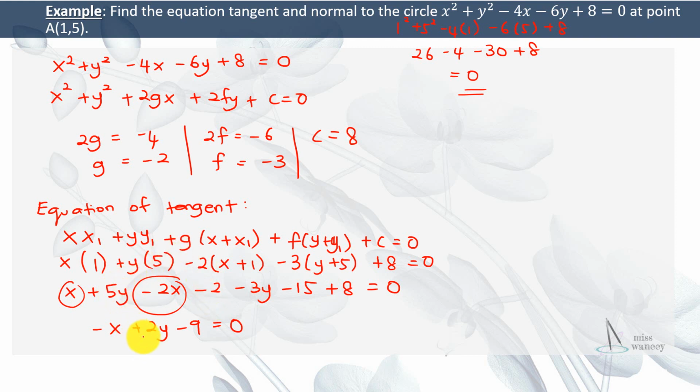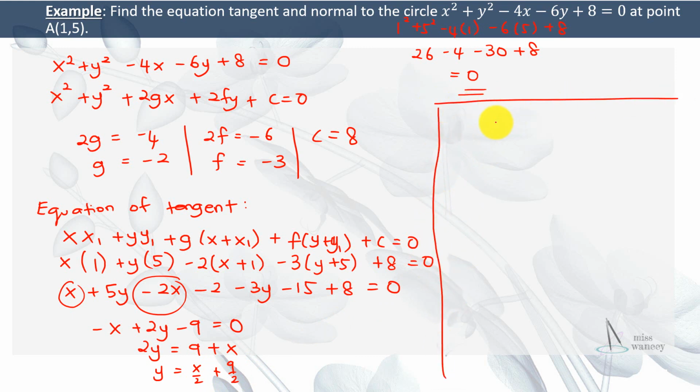Now I want to calculate the equation of the normal, so I need to know the gradient. Let us make y the subject. 2y is equal to 9 plus x, therefore y is equal to x over 2 plus 9 over 2. So the gradient of the tangent is one half. We know that m normal times m tangent is equal to negative 1. Therefore, the gradient of the normal will be negative 1 divided by a half, which is simply equal to negative 2.